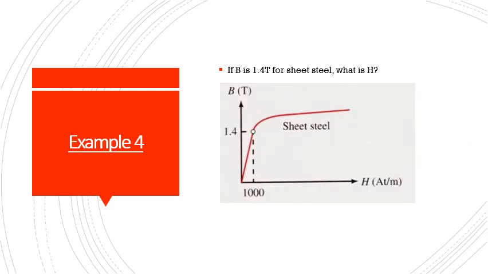Okay, so we see example 4. For example 4, the B, or flux density, is 1.4 Tesla for sheet steel. This is the curve for sheet steel. So what is the magnetic strength, H? We refer to the BH curve. We know the B and we can find the H. The value of H is 1000 ampere turn per meter.